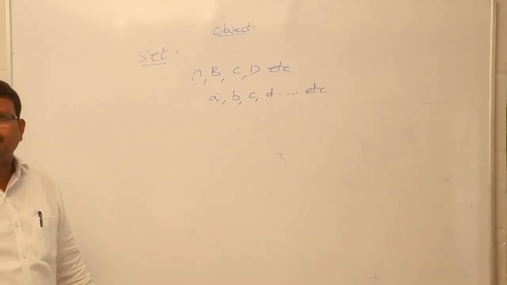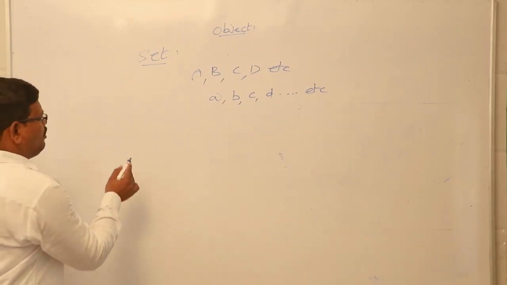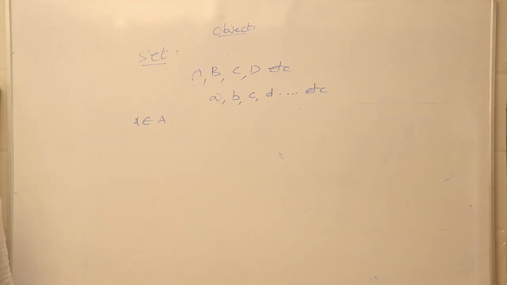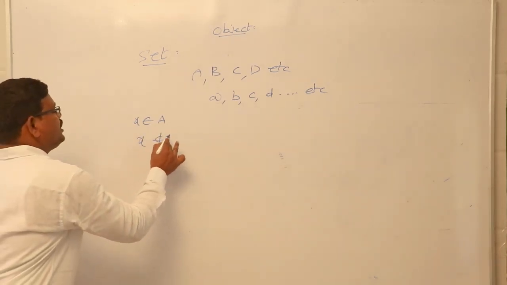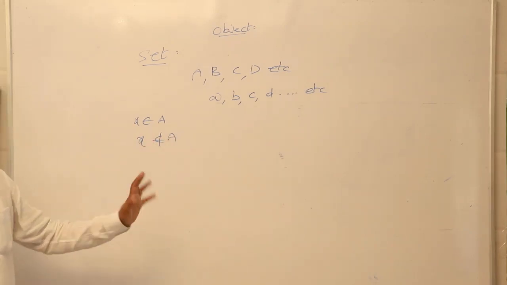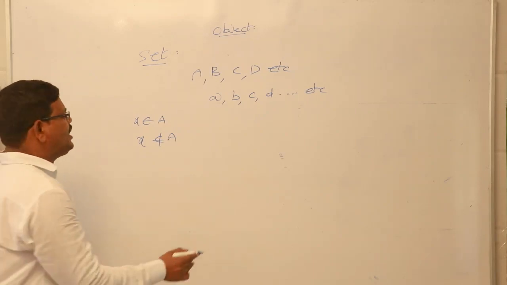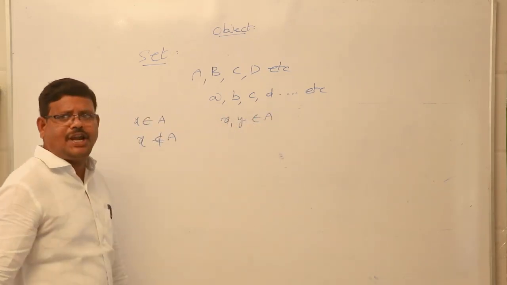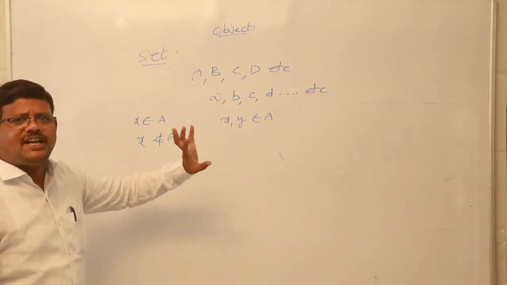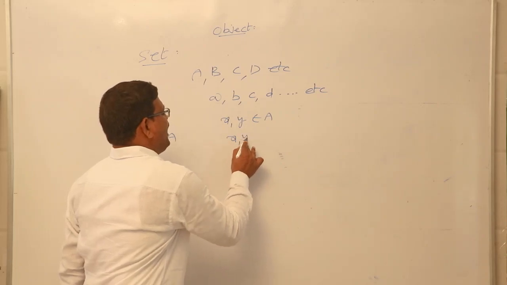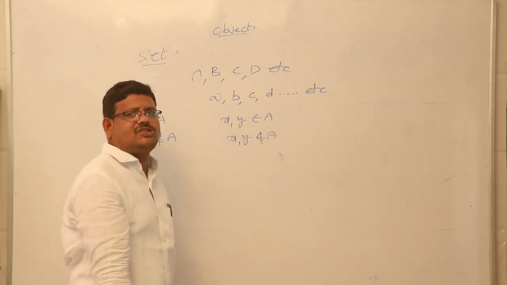If x is a member of the set A, we write x belongs to A. If x is not a member of the set A, we write x does not belong to A. If both x, y are members of A, we write x, y belong to A. If x, y are not members of the set A, we write x, y do not belong to A.